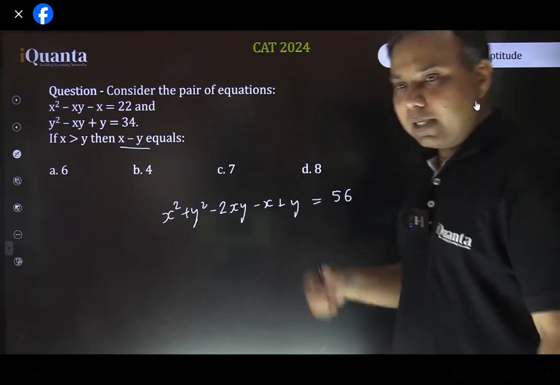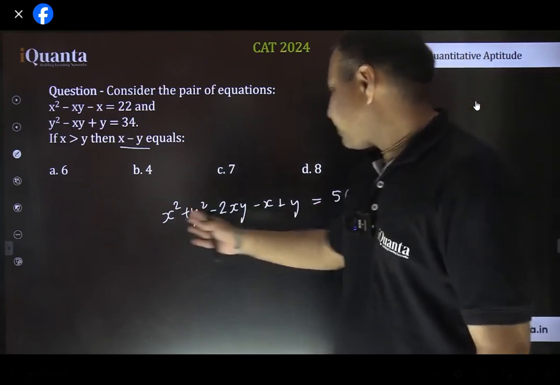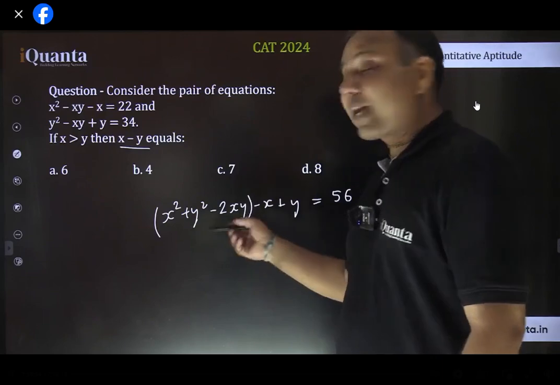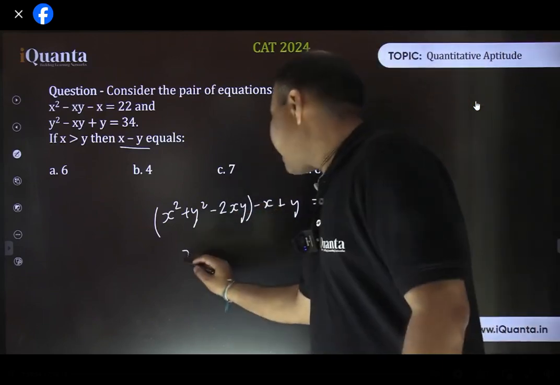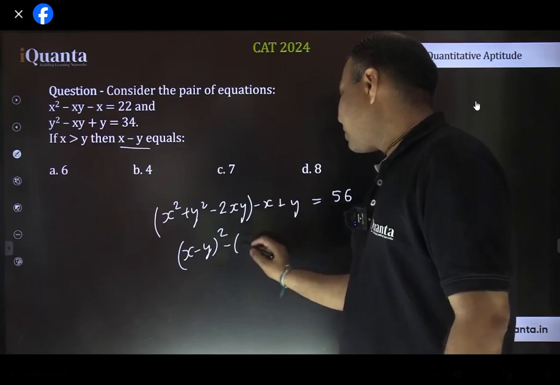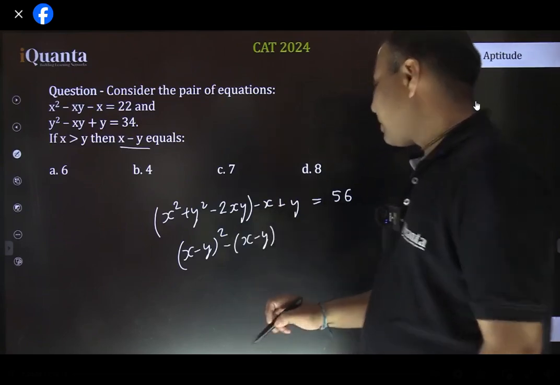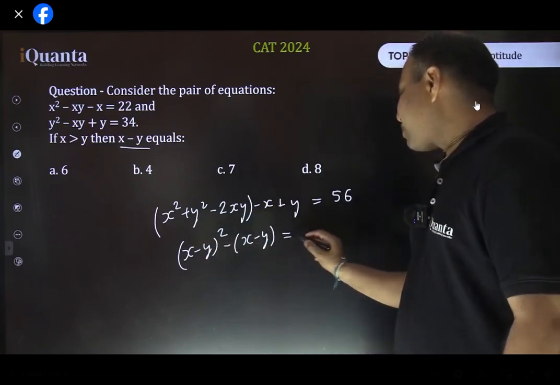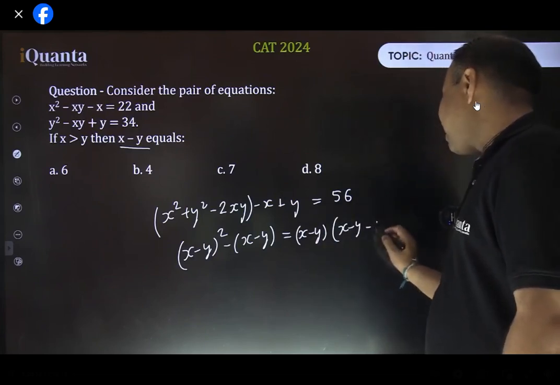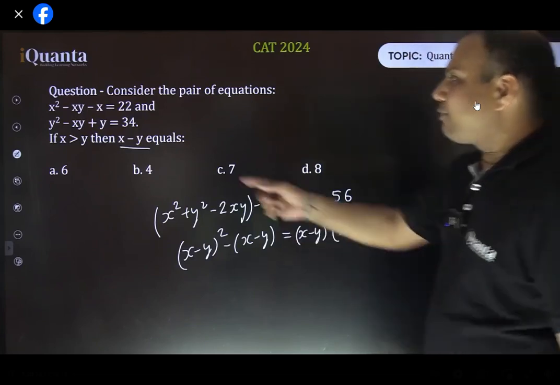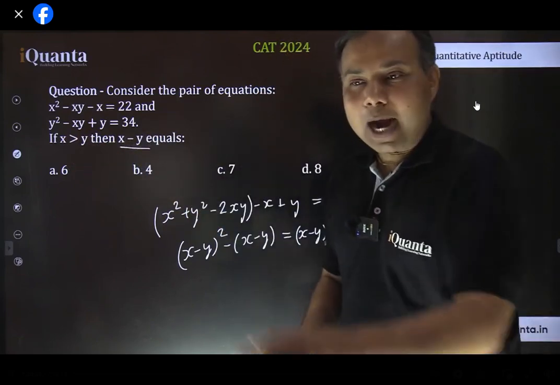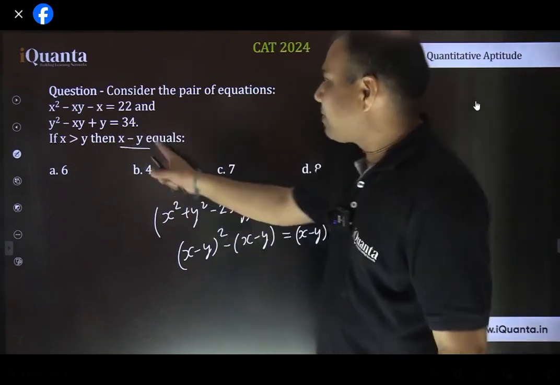Fine. After that, x square plus y square minus 2xy is our algebraic identity for (x minus y) whole square. So this is (x minus y) whole square. And if I take minus common here, this term is also x minus y, right? From these two terms, I can take out x minus y common. It is (x minus y) into (x minus y minus 1). x minus y is what we want to find out, and it is given that x is more than y, which means x minus y must be positive. So the negative option, as somebody was writing, is not possible.